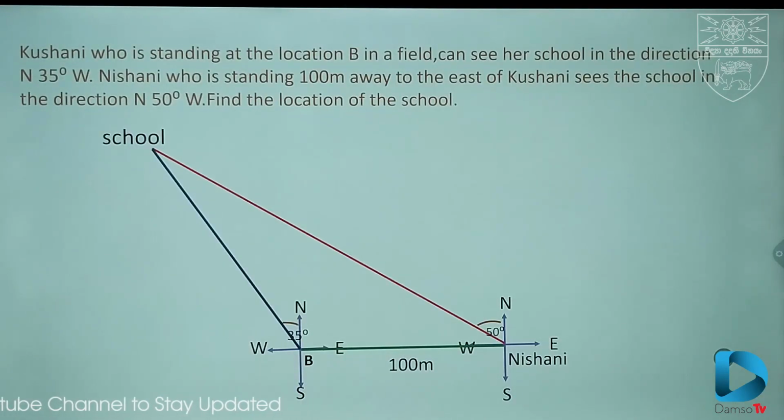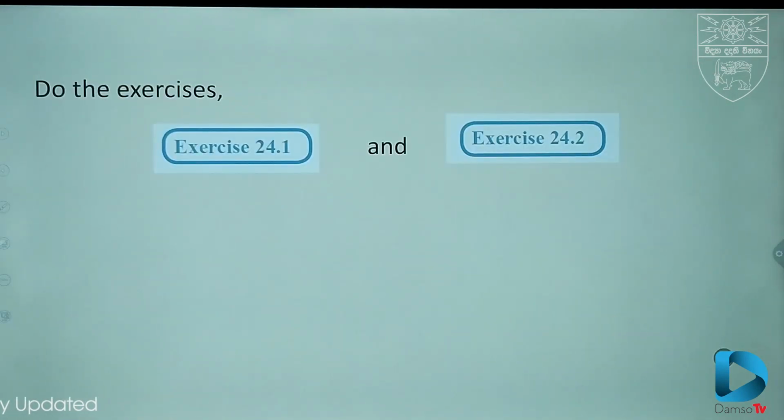Now that's all for the unit. Do the exercises, exercise 24.1 and exercise 24.2. Try to do those two exercises.